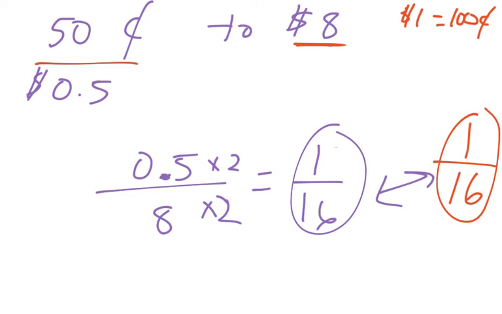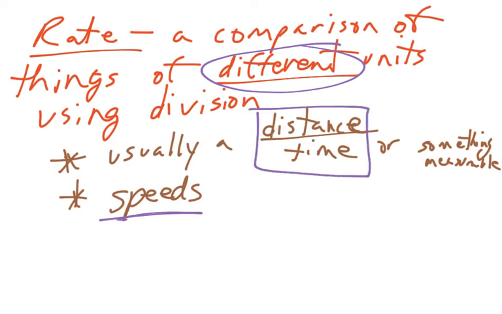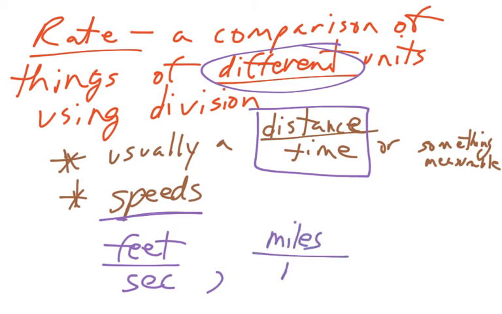Okay? So a ratio compares things to the same or similar units. If you can make your units be the same, you want to do that first, and then make your ratio and simplify. So a rate is a comparison of things of different units using division. So it's a very similar definition to a ratio, but with a rate we compare things of different units. And rates are usually speeds, okay? So usually it's going to be a distance divided by a time or something measurable. So it might be something like feet per second, or the most common with cars is miles per hour, which we could also write as mph. Okay, so usually speeds are rates.